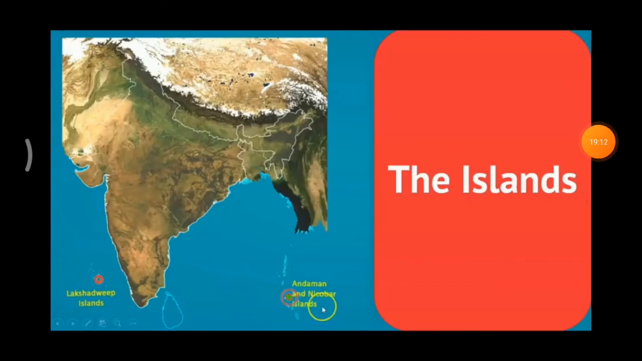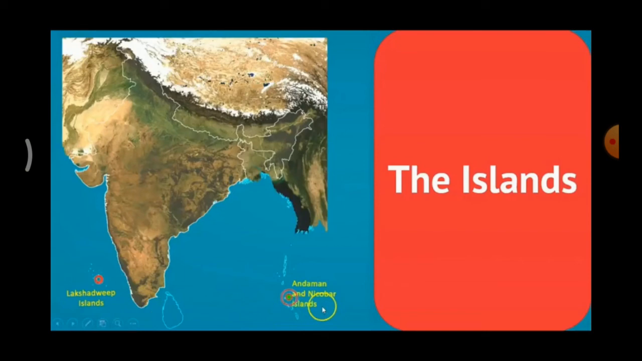The islands. India has two major island groups, namely Andaman and Nicobar. The former group consists of 572 islands. Andaman consists of 572 islands. Nicobar consists of 27 islands. The area of the Andaman and Nicobar island group is about 8,249 square kilometer. The 10-degree channel separates the Andaman and Nicobar groups. The southernmost tip of India, Indira Point, is located in Nicobar Island.